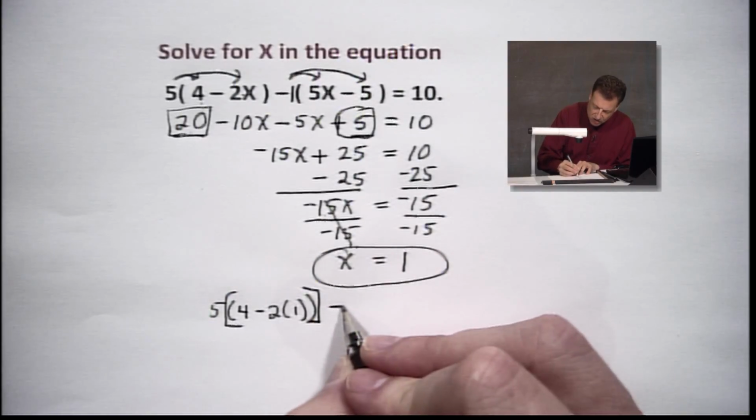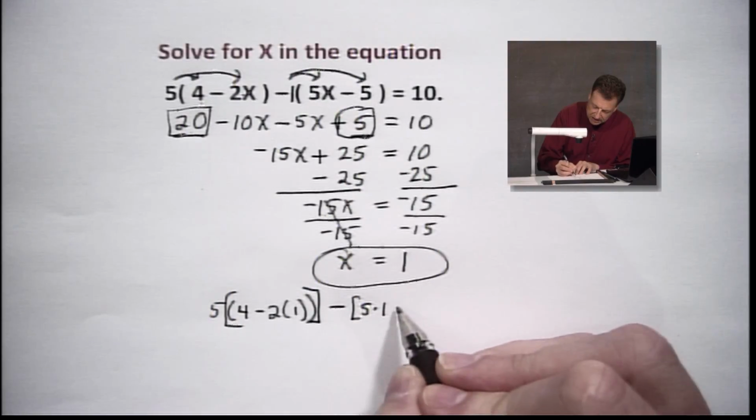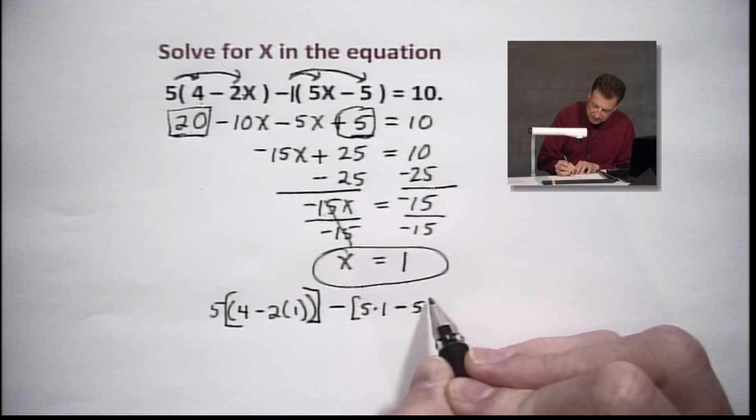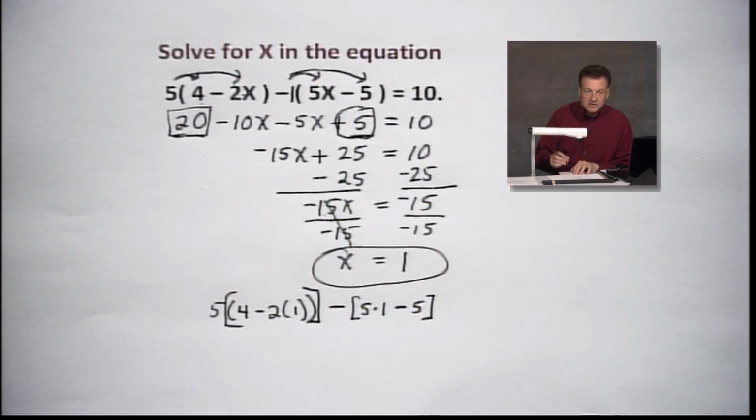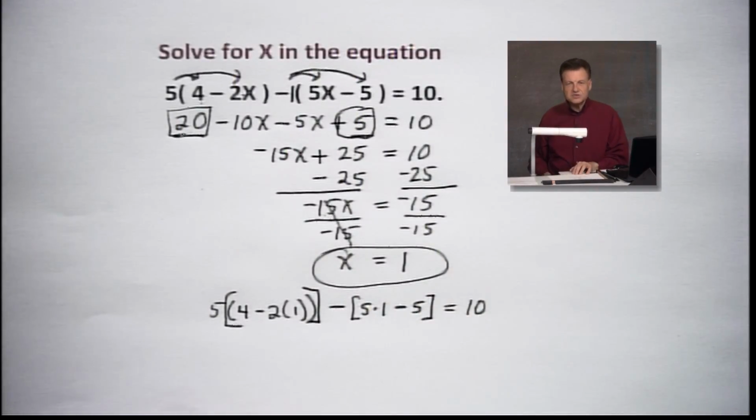Now, we're going to subtract another little bracket here, which is going to be 5 times 1 minus the 5. I don't need so many parentheses there. I'm just going to put the dot there. All right. And on the other side, we're going to hope that gives us 10, because nothing happened there until we decided to subtract 25.